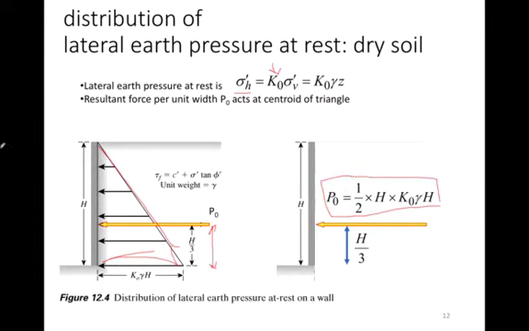It's 1/2, because this is the area of a triangle. The base of the triangle is K naught gamma H, which is the horizontal stress, and that is then multiplied by the height of the triangle. So it's the area of the triangle to find out what the resultant force is.